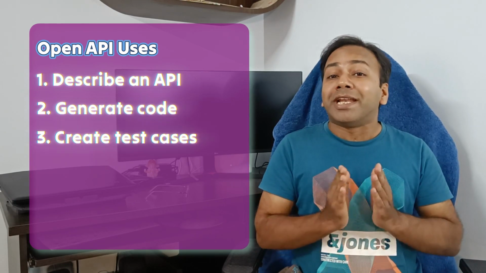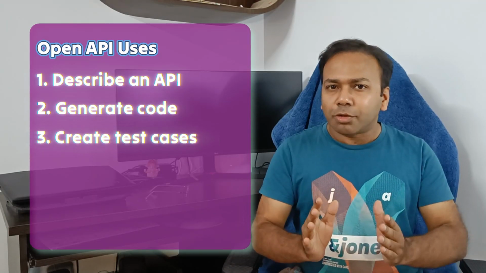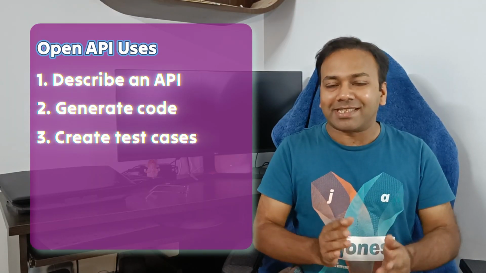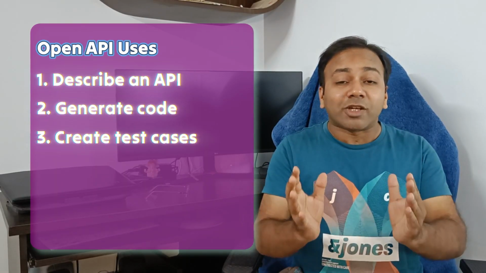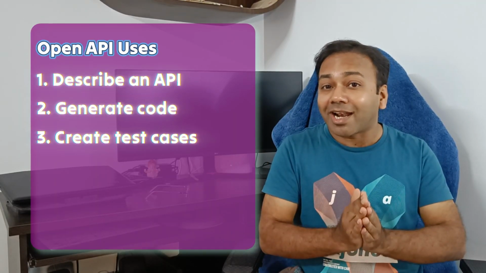You can create test cases by using Open API specification. Once you are done with creating Open API specification for a set of APIs, you can hand it off to your test team so that they can leverage the generated specification to generate test cases.